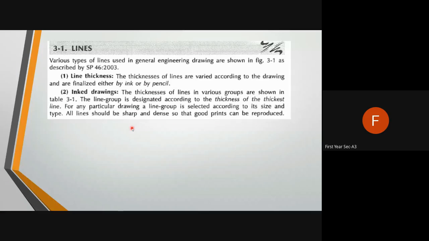Then coming to our topic, lines. There are various types of lines which are used in engineering drawing, and it will be shown in the next slide. First is the line thickness. The thickness of the lines varies according to the drawing and is finalized either by ink or by pencil. Basically, we can show the thickness of line by pencil instead of ink, because we are students and we can use pencil, and the drawing is basically drawn by the pencil itself. Inked drawings are also there. The thickness of line in various groups is shown in table 3.1 in the next slide. The line group is designated according to the thickness of the thickest line.